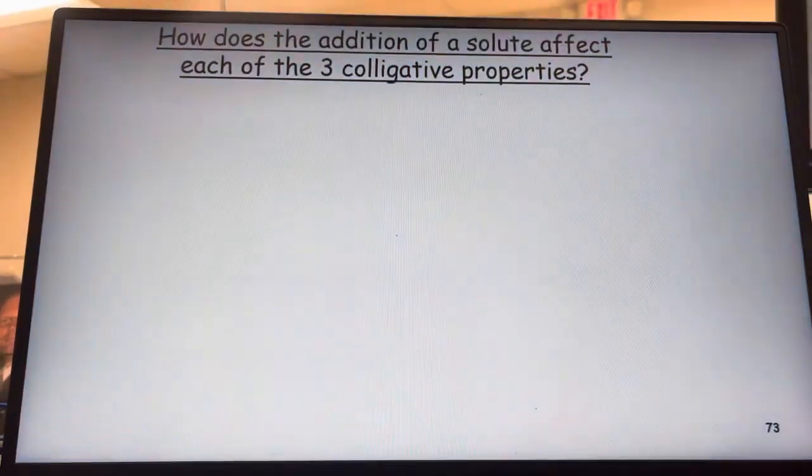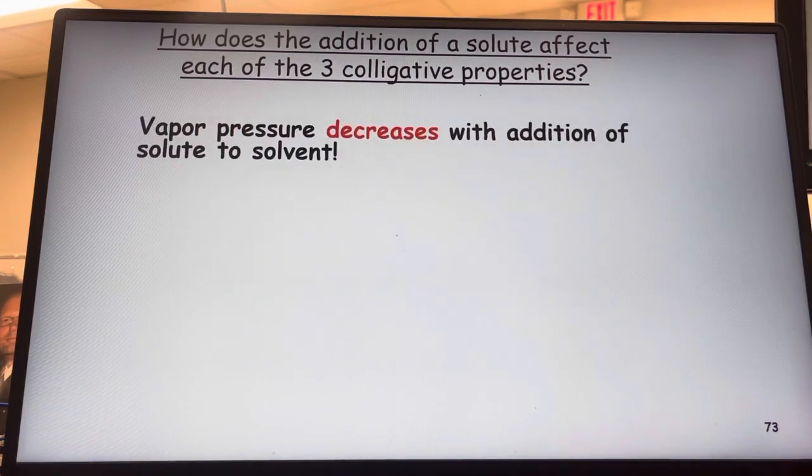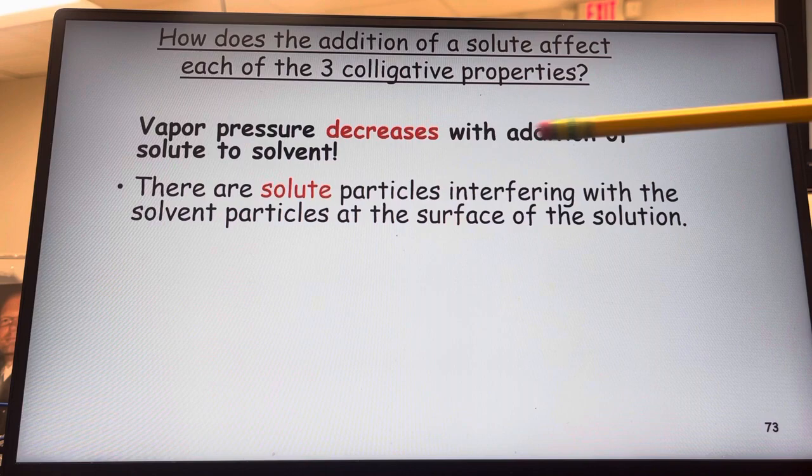Okay. How does the addition of a solute affect each of the 3 colligative properties? Continued. So vapor pressure. The vapor pressure will decrease if I add more solute. So let's say I add more sugar to my soda. Okay, let's move on from soda because soda is confusing because of the carbon dioxide. Let's just deal with iced tea. So if I add more sugar to a bottle of iced tea, the vapor pressure will go down.